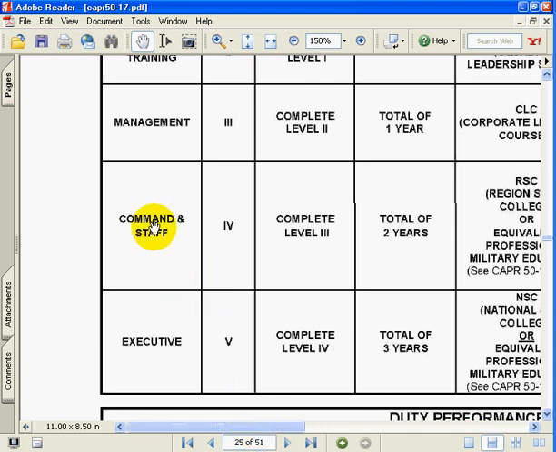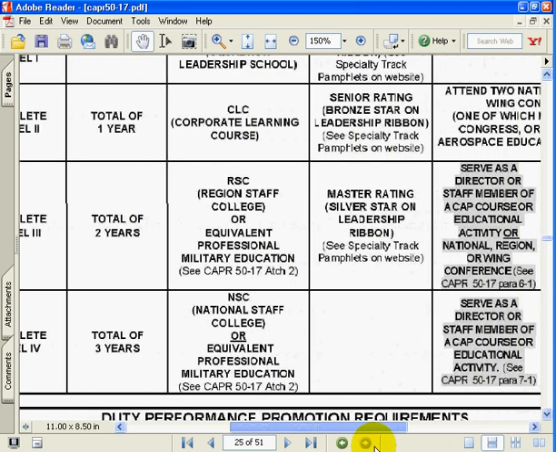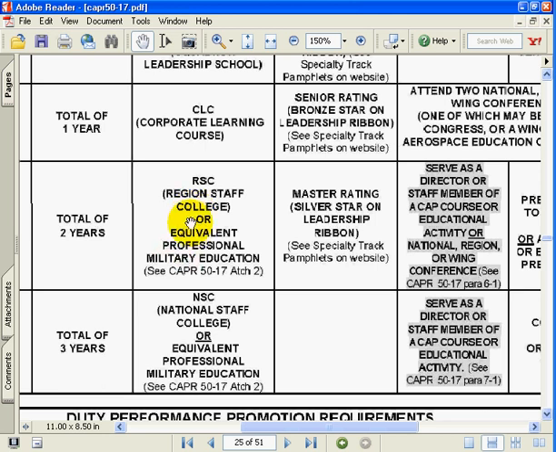Next is the command and staff position. This is known as level 4. In order to complete this, you've had to complete level 3 and have a total of 2 years in a command or staff position. Attend the Region Staff College or military equivalent. I have gone to the Region Staff College. I believe this is a very good course. Once again, it's a week-long course taught by Air Force and Civil Air Patrol instructors. Really, really intense. Great opportunity to meet friends. There's friends I've met in this course that I correspond with on a regular basis. And great course.